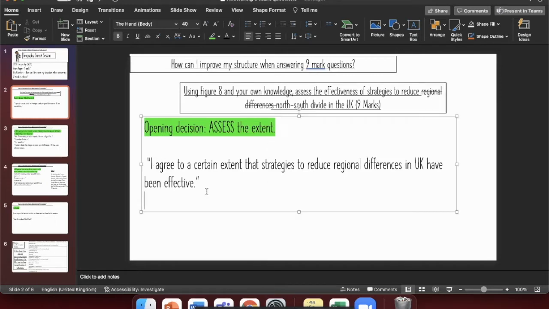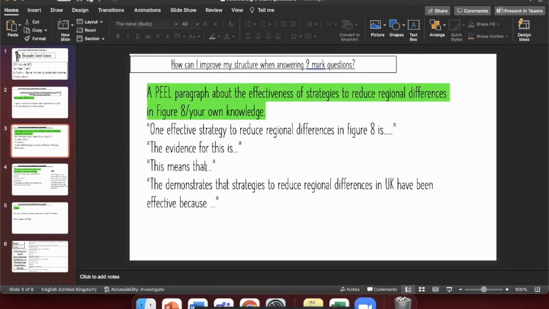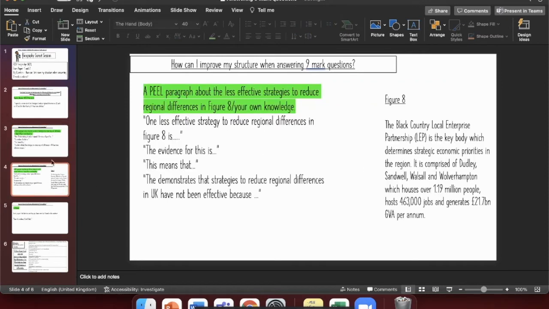So I'm going to say in the first sentence, I agree to a certain extent that strategies to reduce regional differences in the UK, I might signpost what I'm going to talk about, such as HS2 and the Black Country LEP, have been effective. Once I've made that opening decision, I can then write a PEEL paragraph using figure 8.